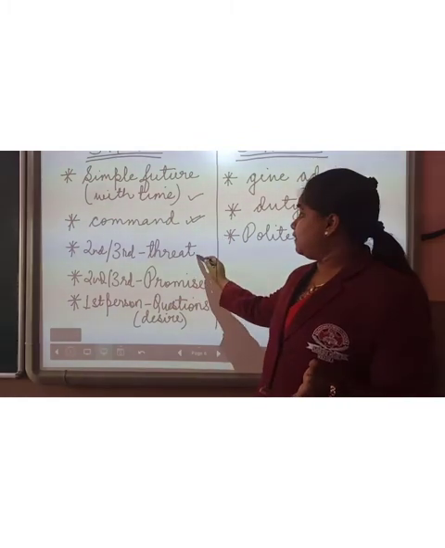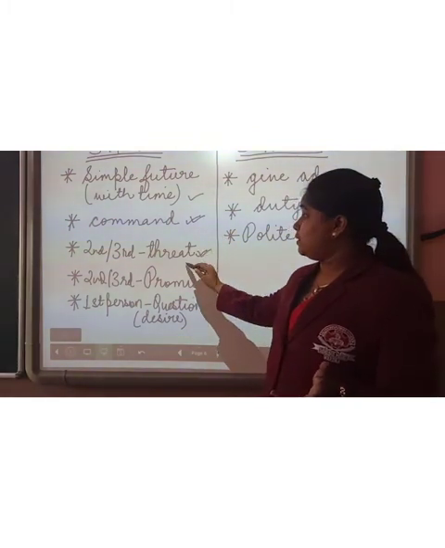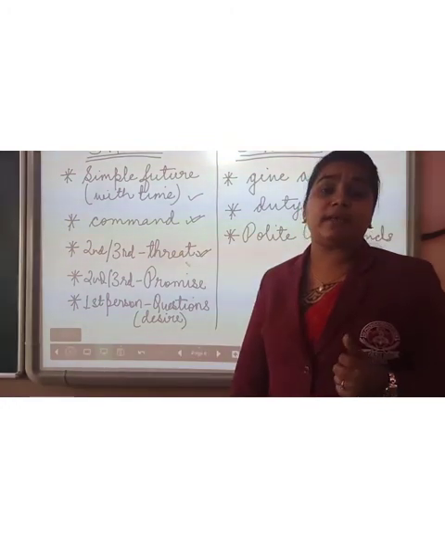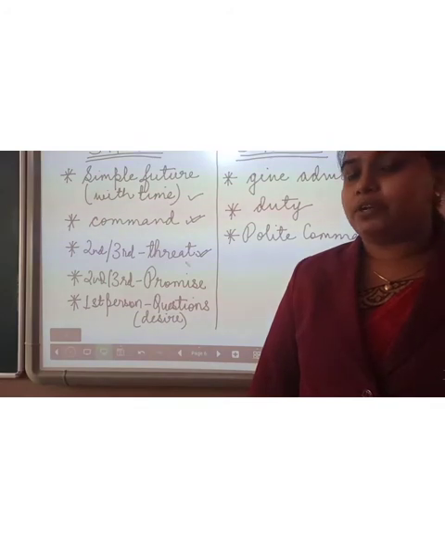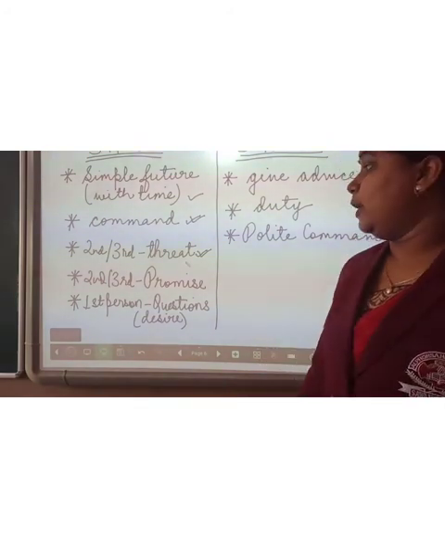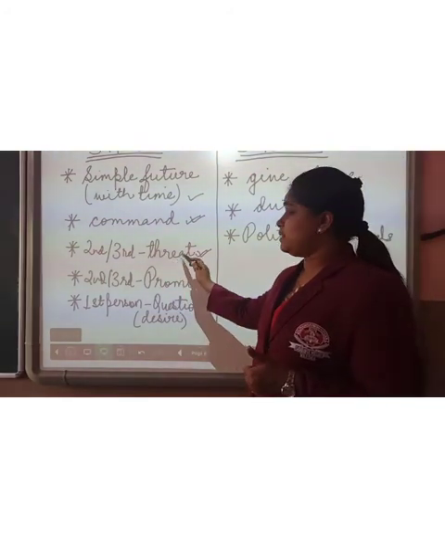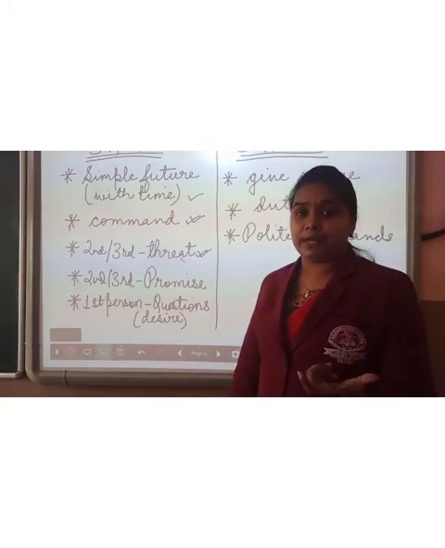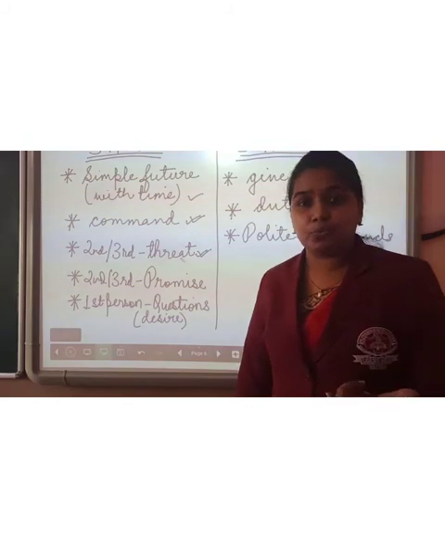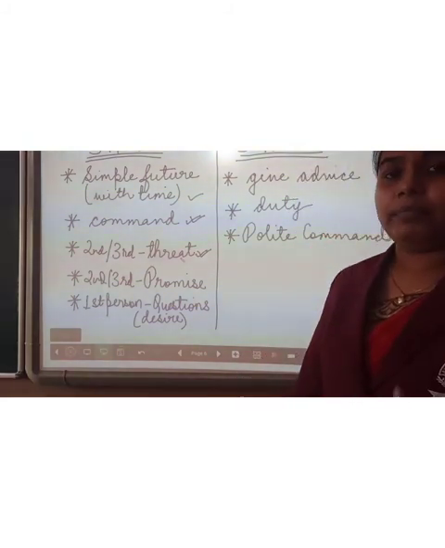Okay, and with the second person and third person it is used, as I have told you, with the first person I use will. Okay, I will throw you out of the class. This is what? A threat. Okay, with the second person and third person when I use shall, it is expressing the threatening. Okay, you shall be sued for this mistake.